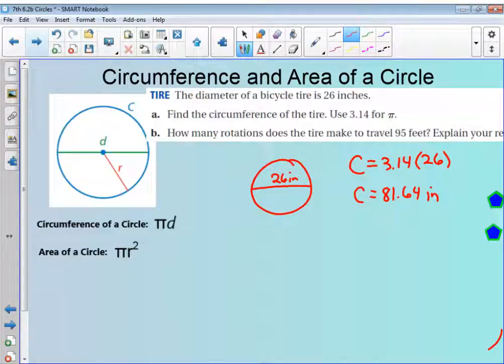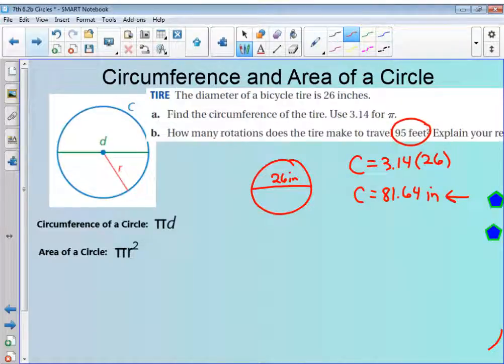Now they ask us to extend on that. It says, how many rotations does the tire make to travel 95 feet? So how many times is that tire going to have to go around on that bicycle to travel the 95 feet? Here's the thing. This is asking in feet. This is in inches. Every rotation, it can cover 81.64 inches. I need to figure out how many of those are in 95 feet.